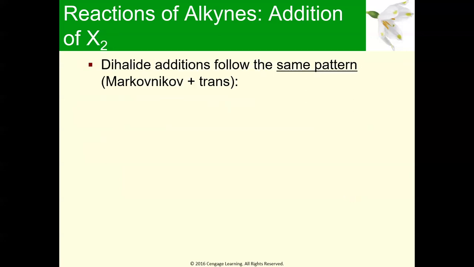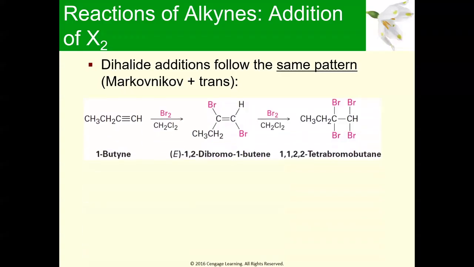So that was with a strong acid like HCl or HBr. But remember, we can also add the dihalide, so either Br2 or Cl2, right? And it's the same thing. It follows the same pattern. Once again, if I have an alkyne and I add, in this case, bromine, Br2, the CH2Cl2, that's just the solvent that this is occurring in.